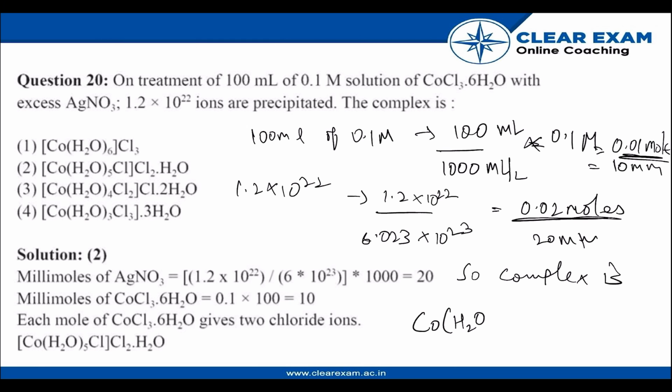[Co(H2O)5Cl]Cl2·H2O, as the number of chloride ions outside the coordination sphere should be 2. So the correct option to this question is option 2.